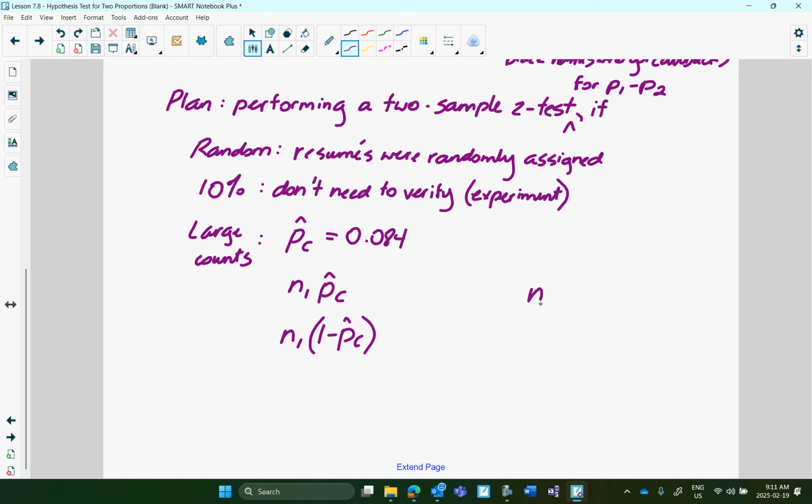and then N1 times 1 minus the combined sample proportion. And then we have to do it for the second group, the commonly black names. But if you notice, this is going to be 2445 times 0.084. And this is going to be the same thing. So it's going to give us the same answer because it's the same sample size for both groups.